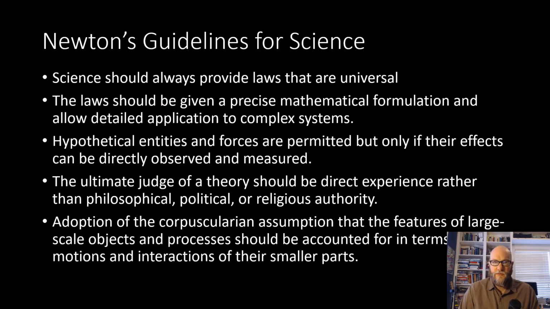So these are Newton's guidelines for science, and let's walk through each of these in a little bit of detail. First and foremost, Newton said that science should always provide laws that are universal, so laws that can be applied in all situations. According to Newton, developing a law that only has limited applications makes it poor science. So any discoveries we make about science should hopefully provide laws that can be applied in all settings.